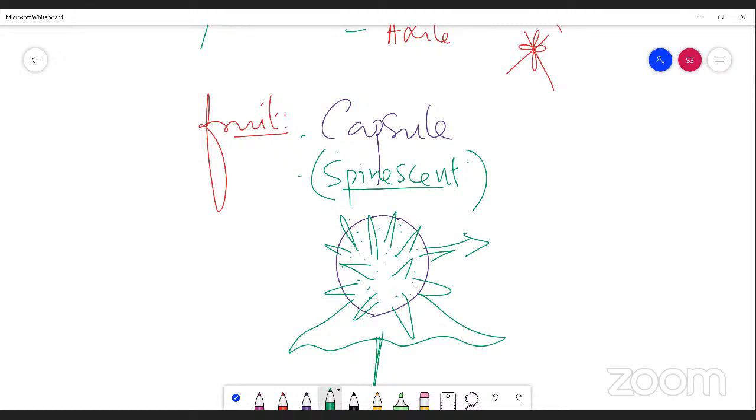Have you seen it anywhere? Okay. Yes, sir. Spinescent. There is a small globe-like structure that encloses seeds, and the outer side of the fruit gives rise to spinescent growth. Right? This is one of the striking characteristic features of this family.